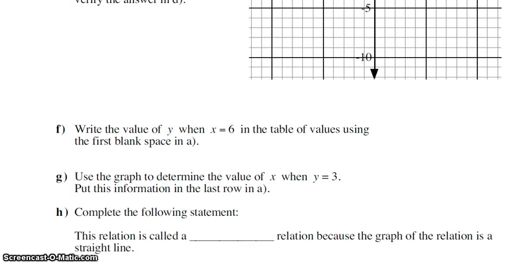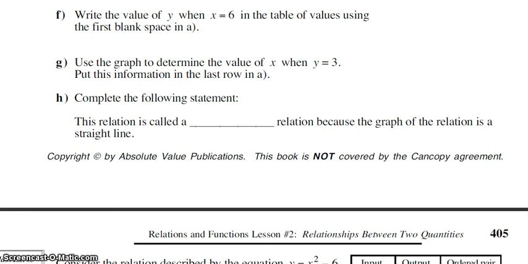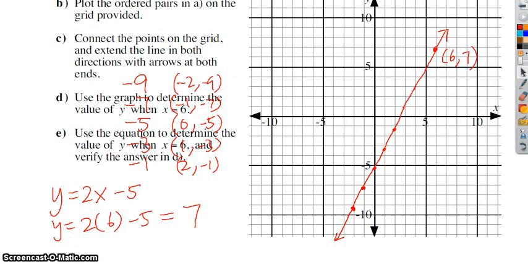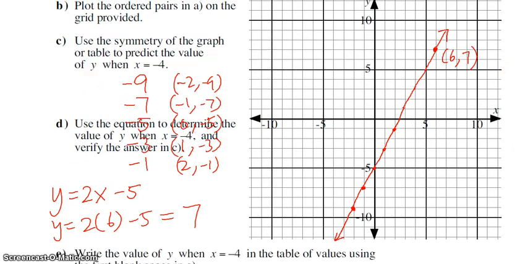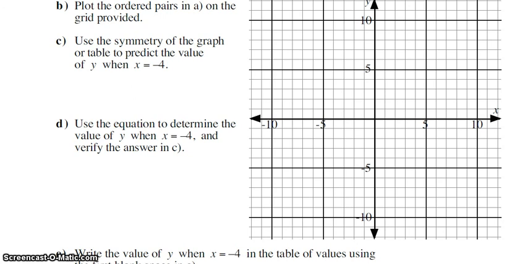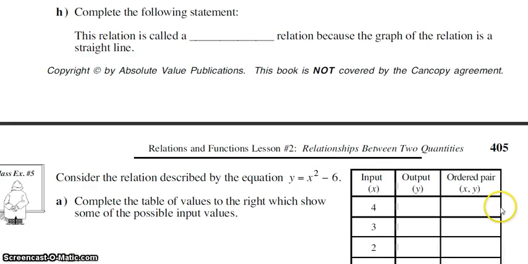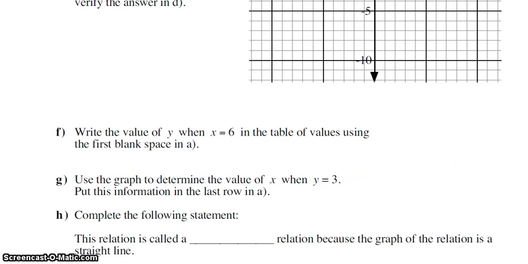Okay, now use the graph to determine the value of x when y is 3. So if you go back to the graph here, we want to make the graph match like this. The question says determine the value of x when y is 3. So you look at the graph when y is 3 here, x is 4. Okay, 4, 3. So I'm using the graph to answer that question. So 4, 3 is the answer. X is 4 when y is 3.